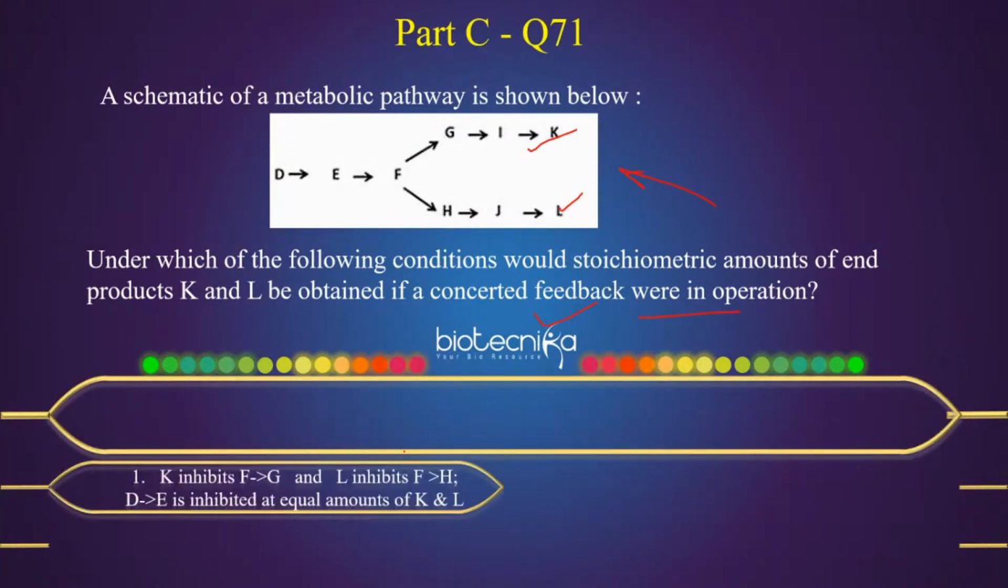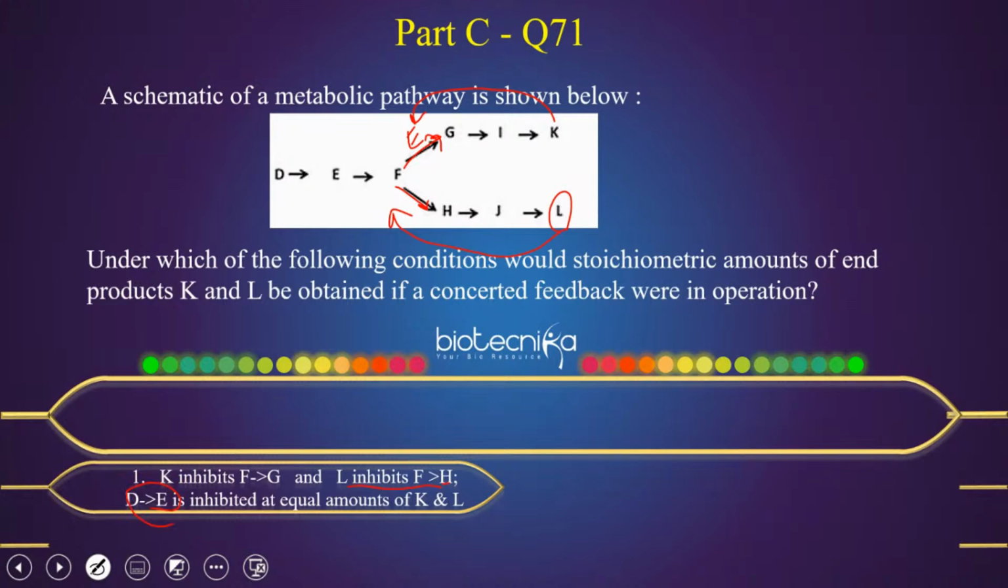Okay. So option one: they have said that K inhibits the conversion of F to G. That means there is an enzyme over here which is converting F to G, and K inhibits that enzyme. That is one. And L inhibits F to H. So you can see, L inhibits F to H. Right.